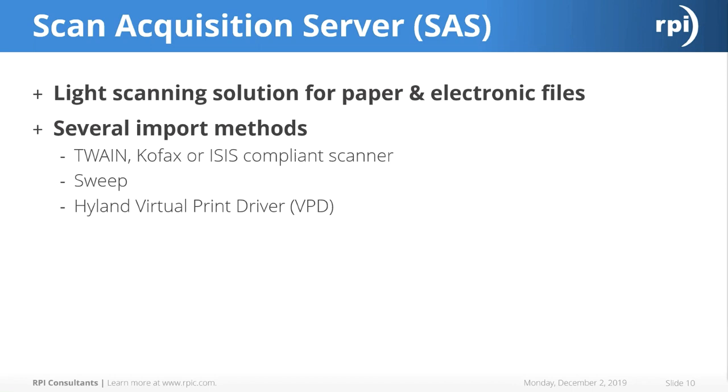The Scan Acquisition Server. The Scan Acquisition Server offers a light scanning solution, allowing users to convert both paper documents and existing electronic files into the electronic documents in OnBase. The Scan Acquisition Server offers several methods of input. You can use Twain, Kofax, or ISIS compliant scanners. Definitely are not able to use the PaperStream for these. You can sweep large quantities of existing electronic data files into OnBase without using a scanner. And then you can also send documents directly to the scan acquisition server by printing them through the Highland Virtual Print Driver.